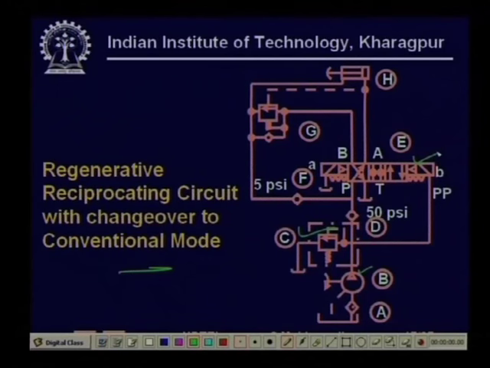And so, in the first case, in this position that is shown, flow is like this, to the cap end. Starts moving, goes this way, and this is wrong actually. You should draw it like this.